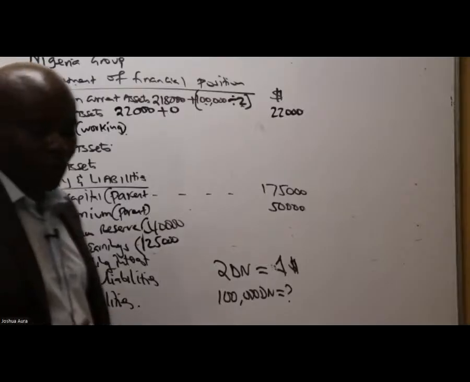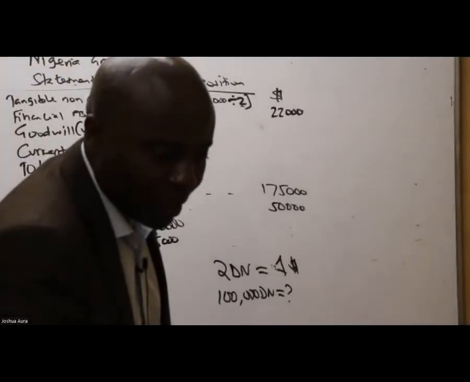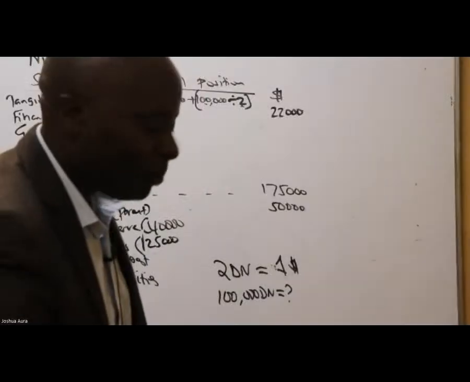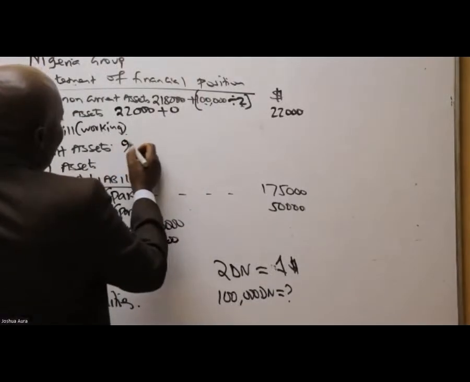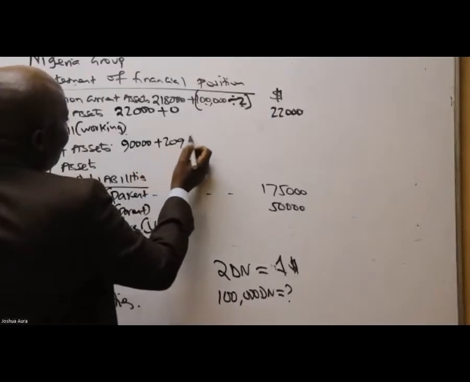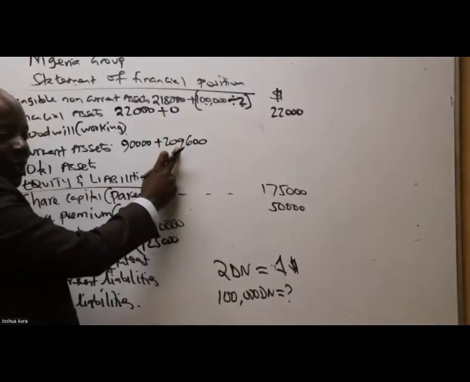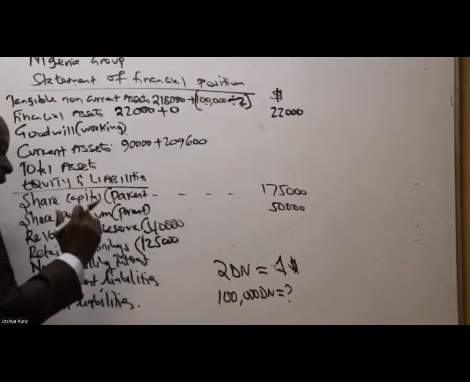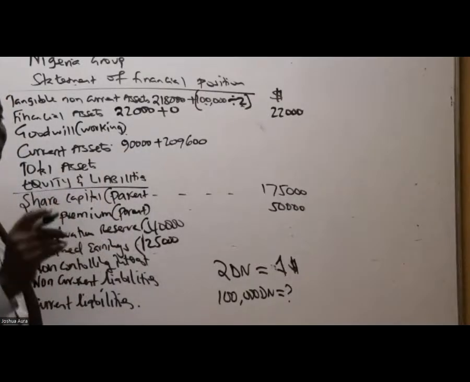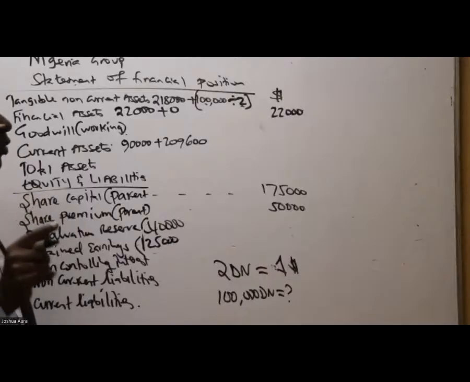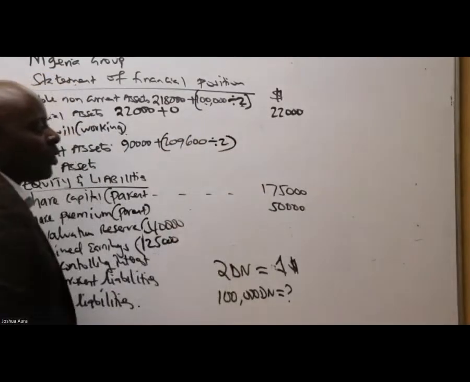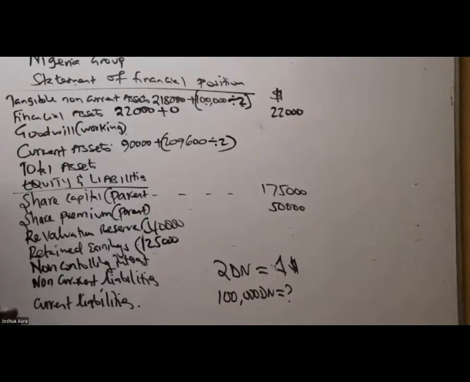Now go to the current assets and combine them. So current assets, I can see 90,000 plus 209,600. But remember, these are DMs. We still need to retranslate them to the dollar. Remember, we said when we started that all assets and liabilities will be retranslated at the closing rate. So here, divide this again by. When you start to divide, divide consistently all the way down. Once you start dividing, there is nothing else.